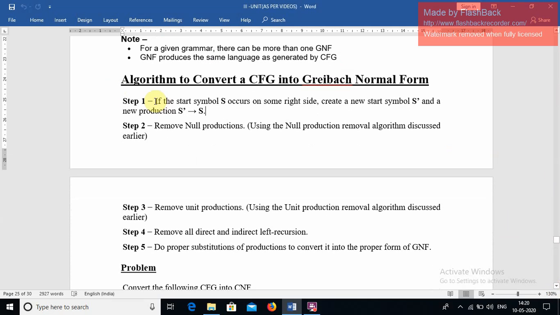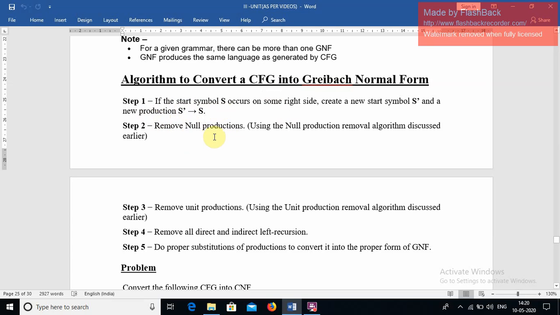The first one is, if the start symbol S occurs on the right side of the grammar, then create a new symbol. Generally any production starts with the start symbol S, we know that already. But now, if the starting symbol S appears at the right side of any production rule, we have to take a new start symbol, that is S1, in that case only. Okay, if S is present at the right side, then only we can go with this one. And remove null productions.